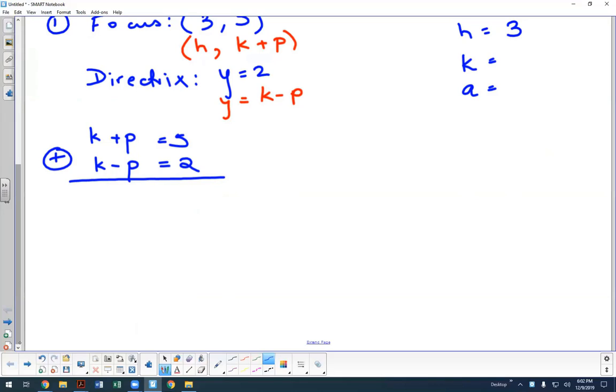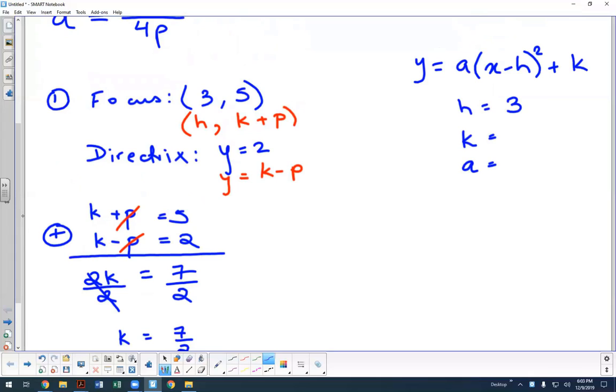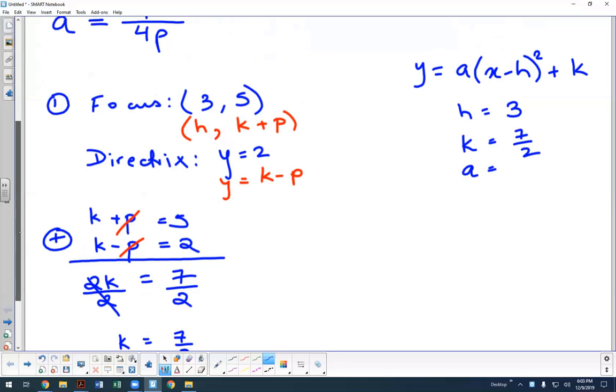Yeah, 2k, right? Because it's k plus k. So we've got a positive p and a negative p. They should automatically cancel each other out. K plus k will become 2k. 5 plus 2 will become 7. Divide by 2 so we can get k by itself, and leave that as a fraction. So now we have our k value. The only thing remaining is finding a, right?